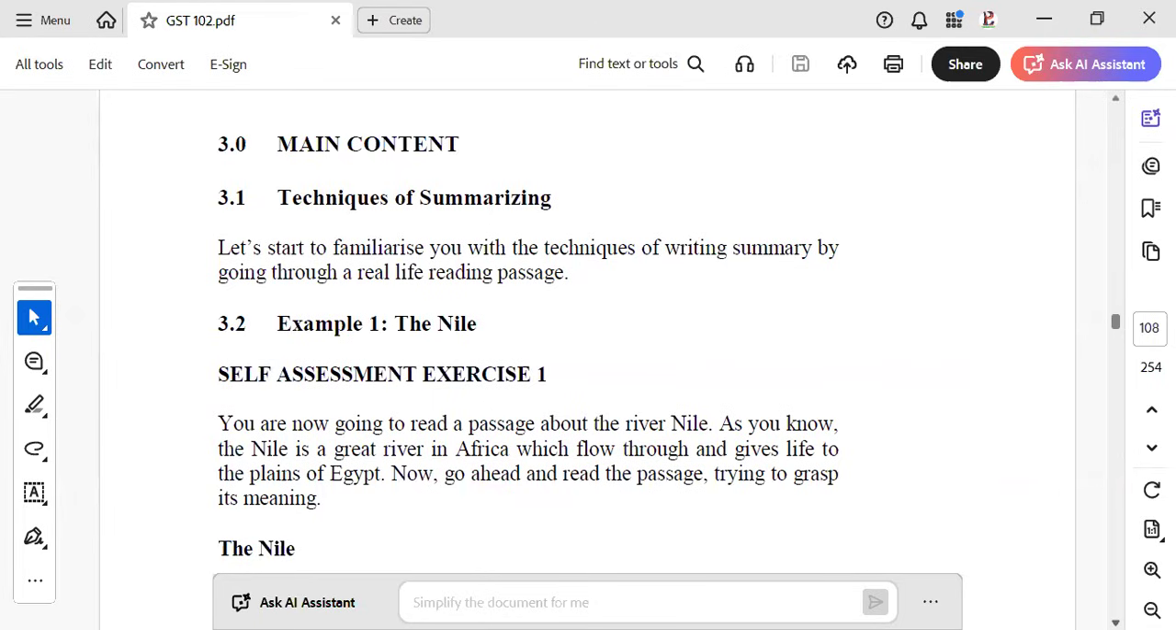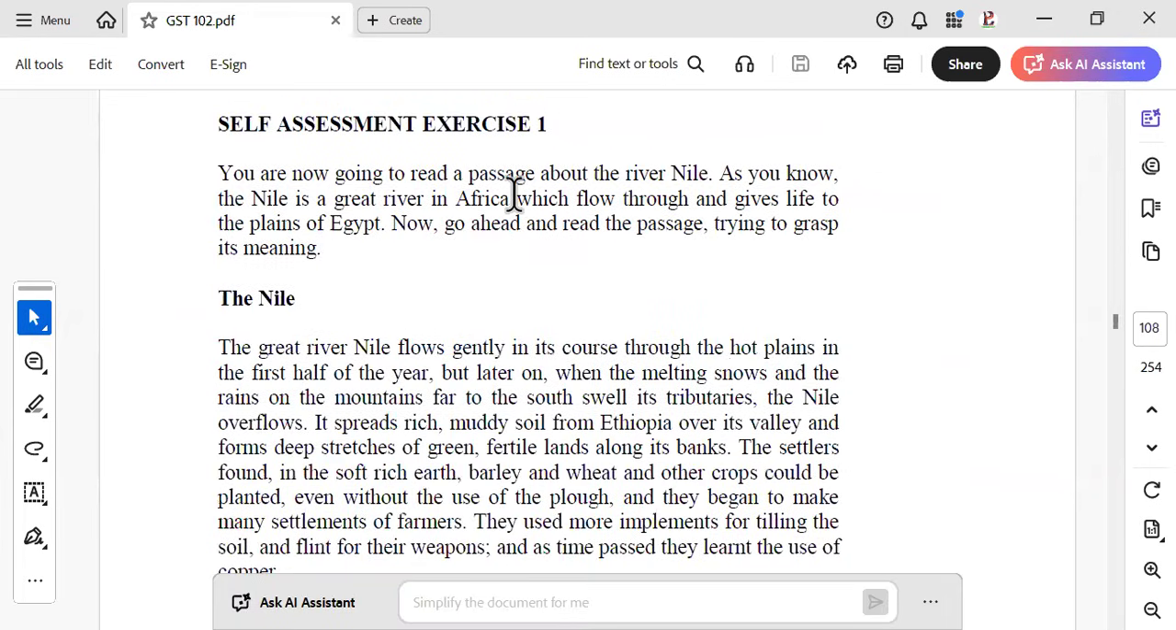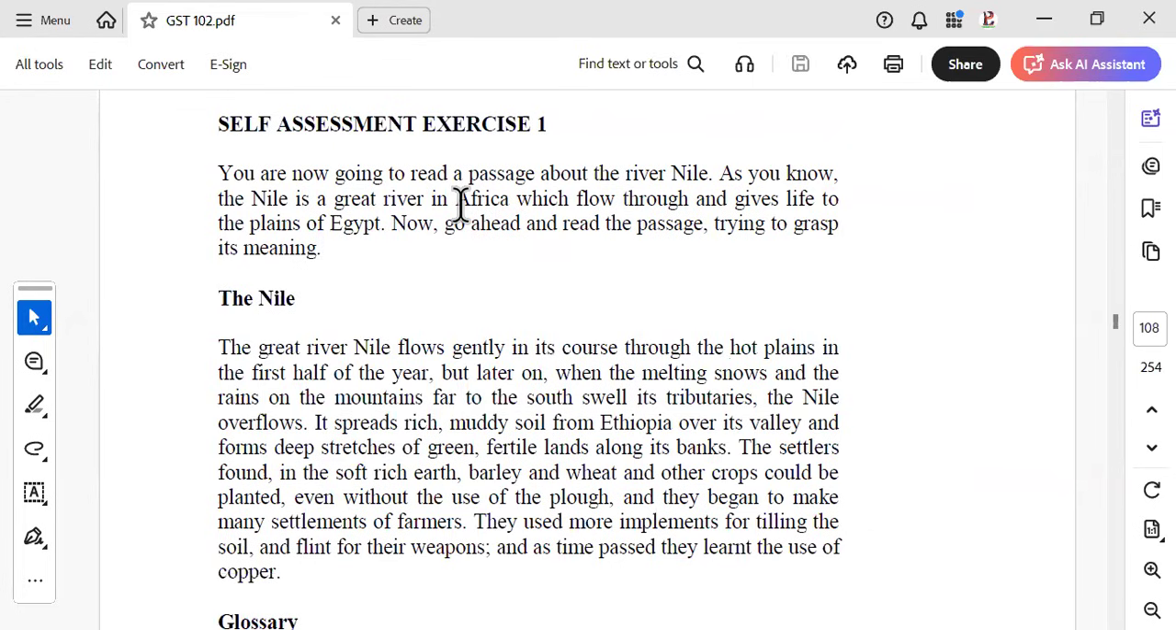So we have an activity here. You are now going to read a passage about River Nile. As you know, the Nile is a great river in Africa, which flows through and gives life to the plains of Egypt. Now, go ahead and read the passage, trying to grasp its meaning.